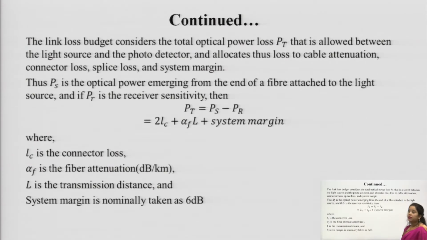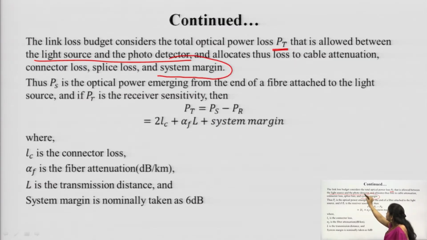So, continuing with this, the link loss budget considers the total optical power loss PT that is allowed between the light source and the photodetector. So, whatever loss is occurring is between the light source and the photodetector, and our light source in this case is either an LED or a laser, because that is emitting the optical signal, and it allocates this loss to cable attenuation, connector loss, splice loss and the system margin.